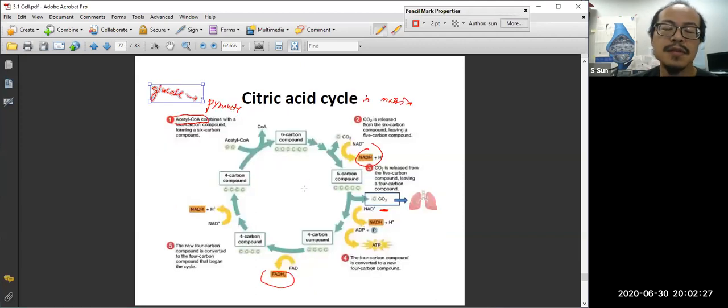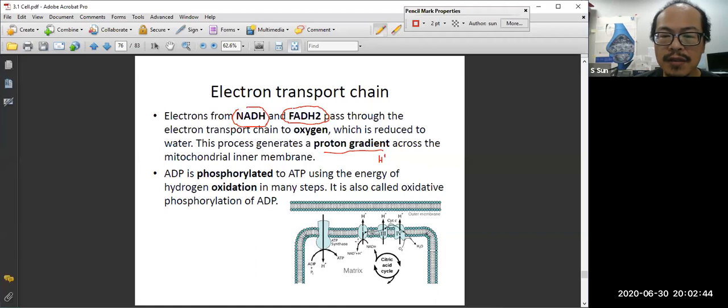So that's that. In the matrix, we conduct this Krebs citric acid cycle, and the end product is the NADH and FADH2. Then we will use it right here in the inner membrane to contribute hydrogen, build up this hydrogen gradient or proton gradient, proton concentration to push through this one. And then that will produce ATP.